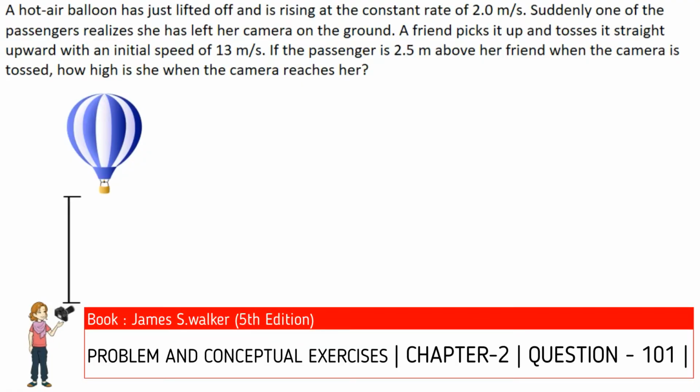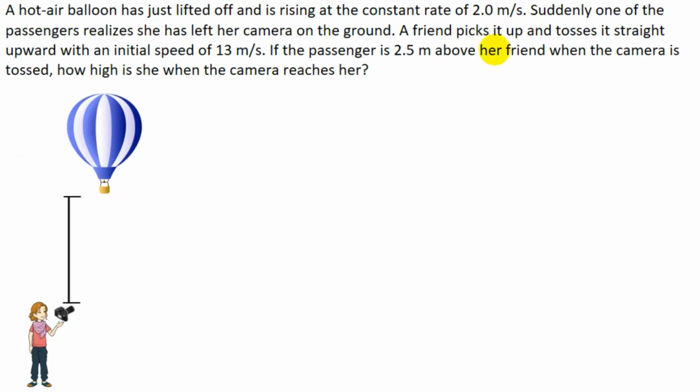So here in this question, we are given that a hot air balloon has lifted off and is rising at a constant rate of 2 meters per second. Suddenly a passenger realizes that she left her camera on the ground. So her friend picks up the camera and tosses it straight upward with an initial speed of 13 meters per second. When the camera is tossed, the passenger is 2.5 meters above her friend. We have to find how high the passenger is when the camera reaches her. So this is the question.